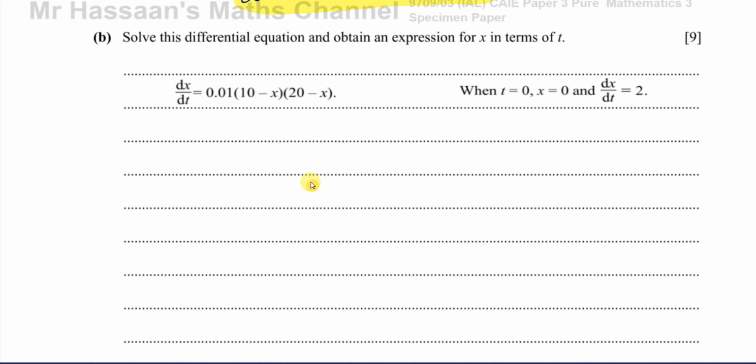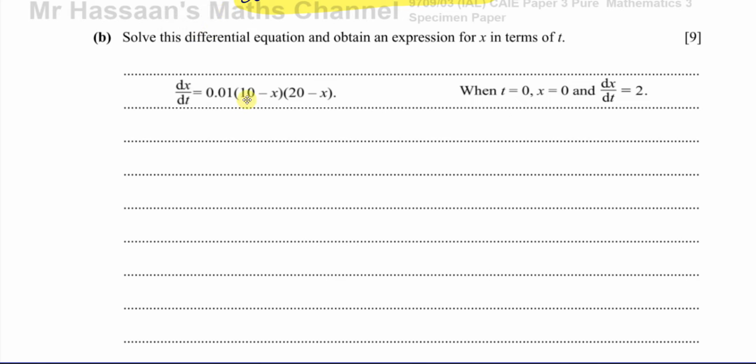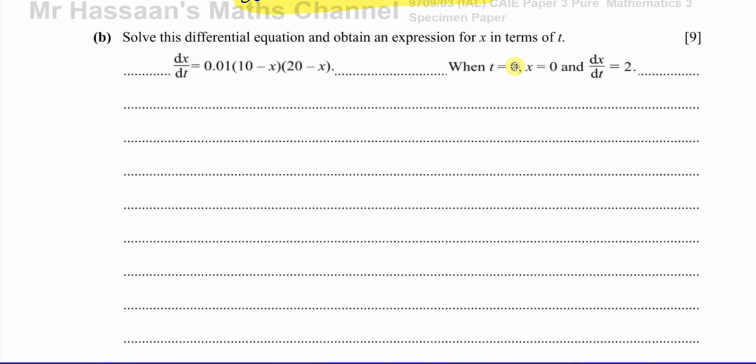Now for part B, it says solve this differential equation and obtain an expression for x in terms of t. Okay, so they've basically told you what solving a differential equation is. If you have, for example, something which has dy/dx in it, you've got to end up with y equals some function of x. The thing on top is going to be the subject and the thing underneath is what is in your answer, a function of that thing. So you're going to end up with x equal to some function of t. Okay, x will be in terms of t.